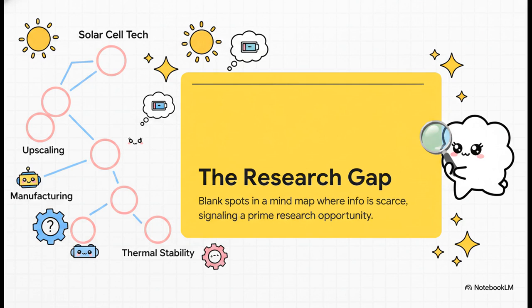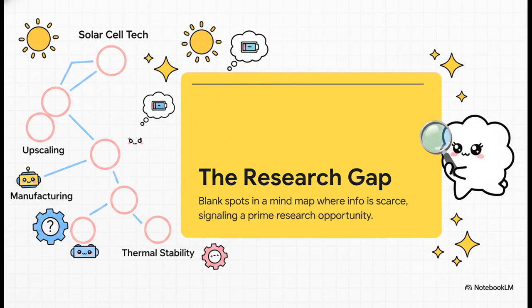Now, how do we actually go about finding those elusive research gaps? Everyone always says to use a mind map to get an overview of a field. And yes, NotebookLM can generate a fantastic hierarchy of themes from your sources. But the mentor secret is this: look for what isn't there. You expand that mind map all the way out, and you hunt for the blank spots.